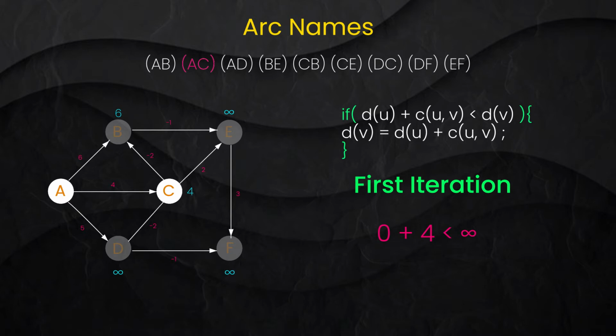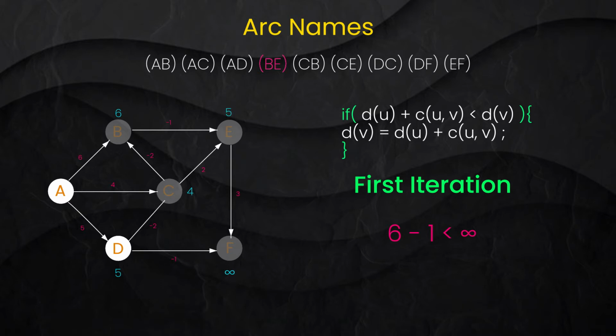The next node, that is AD. AD is 0 plus 5. That is less than infinity. That is, you will be updating the node D as 5. The next arc weightage is from B to E. So the distance of B is 6 and cost of B to E is -1. So 6 minus 1, that is equal to 5. So I'll be updating this infinity as 5.